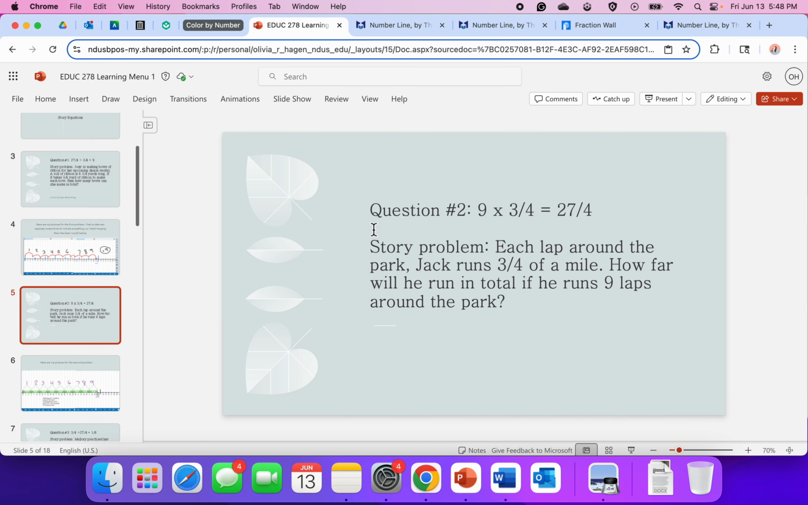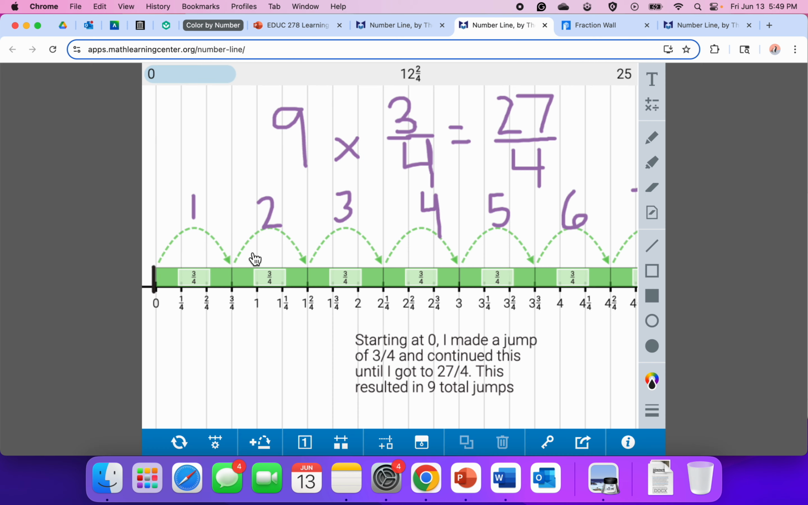Then the second question was 9 times 3/4 equals 27 fourths. So the problem I made was each lap around the park, Jack runs 3/4 of a mile. How far will he run in total if he runs 9 laps around the park? So here is how I set it up.